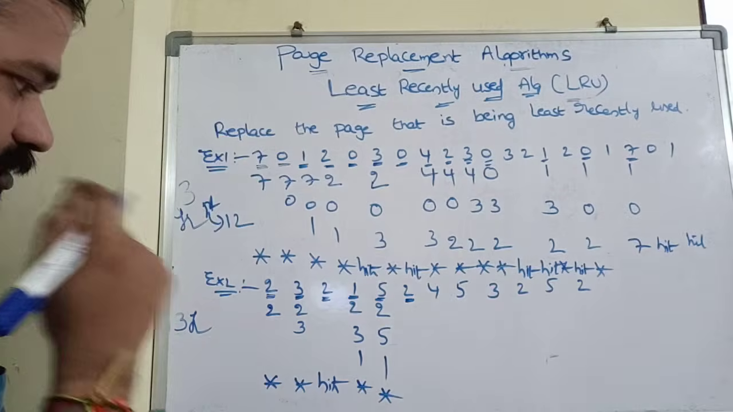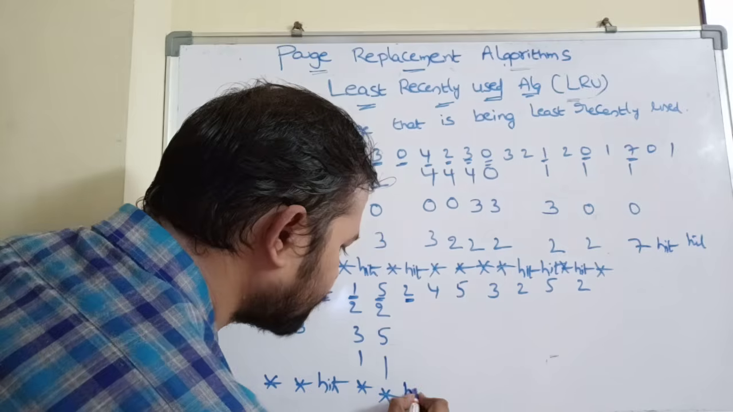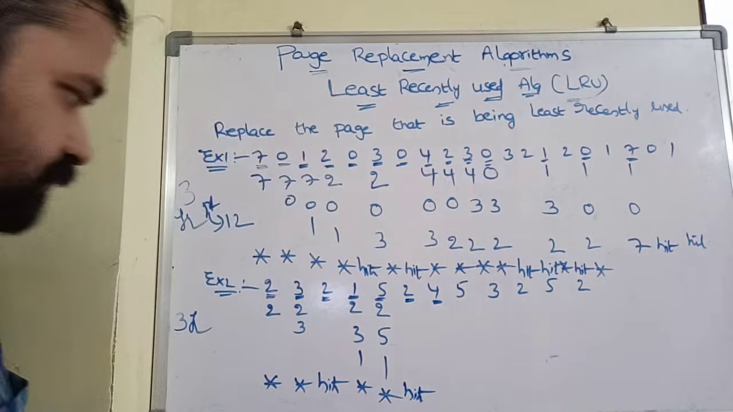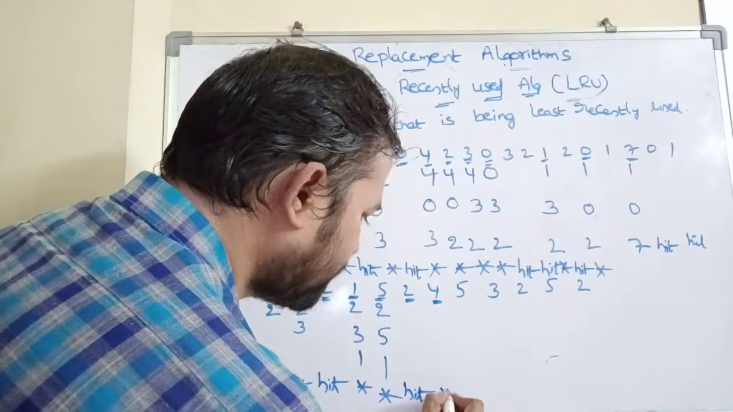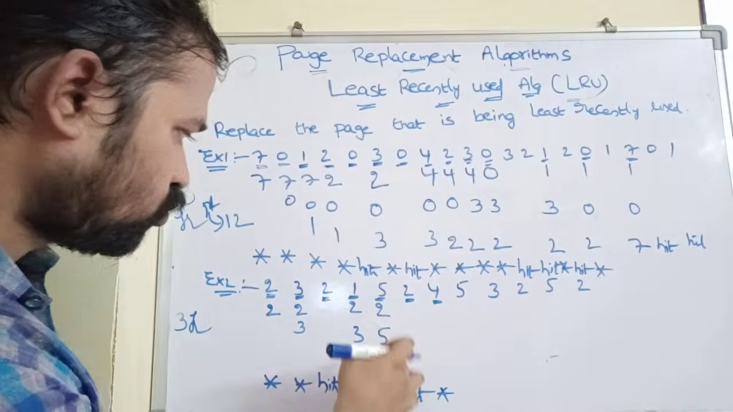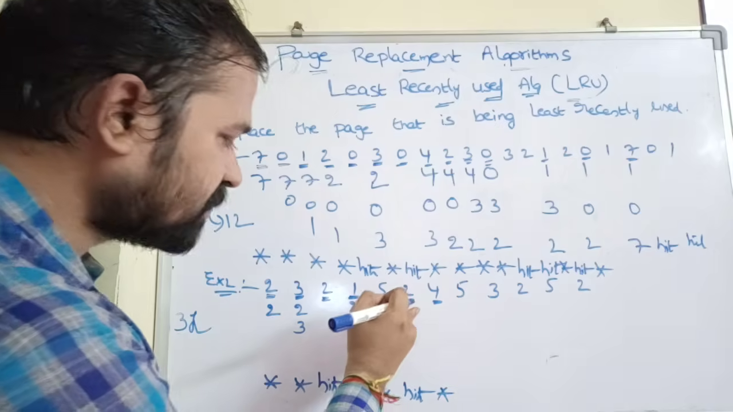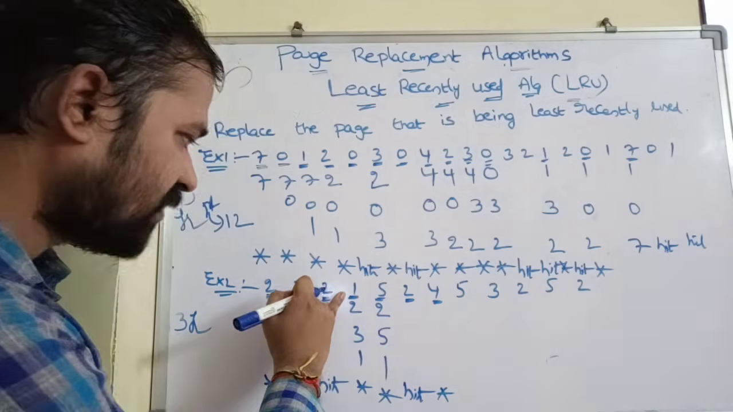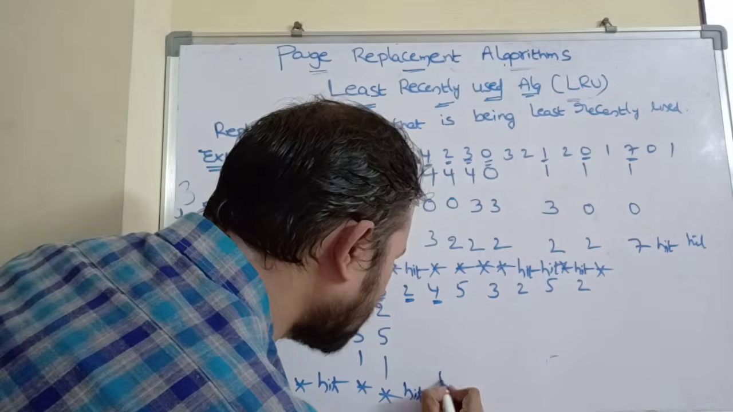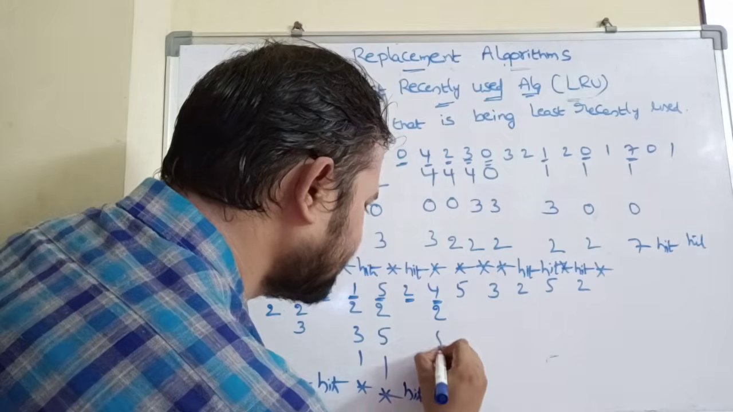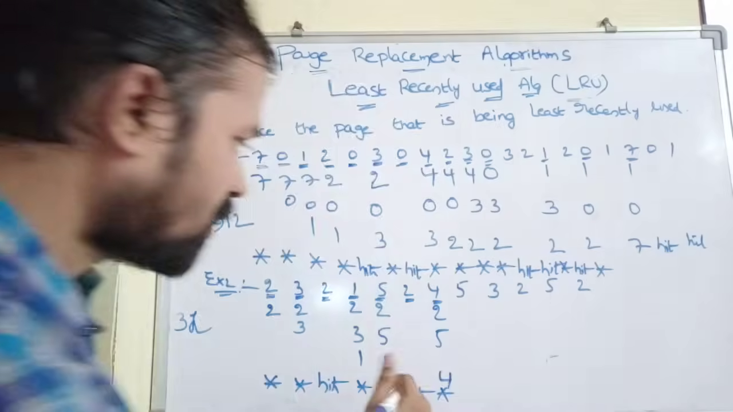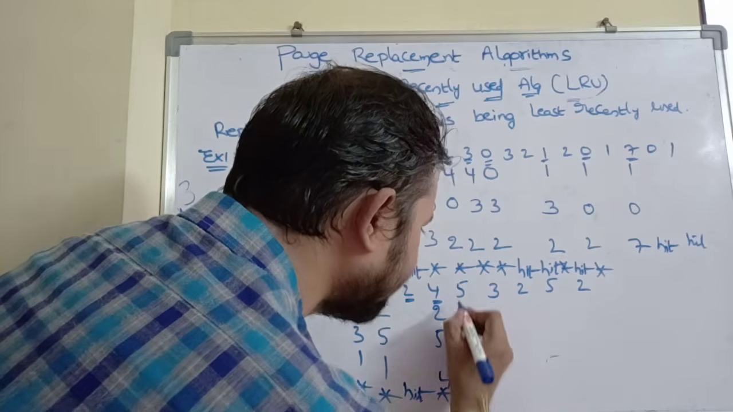Next 2. So 2 is already available in the main memory. So hit. Next 4. So 4, here we have a page fault. Out of 2, 5, 1, the least recently used page is 1, whereas the most recently used page is 2. So 1 should be replaced here. So in place of 1 we will get 4. Remaining pages as it is. 5 already present in the main memory. So there is a hit.